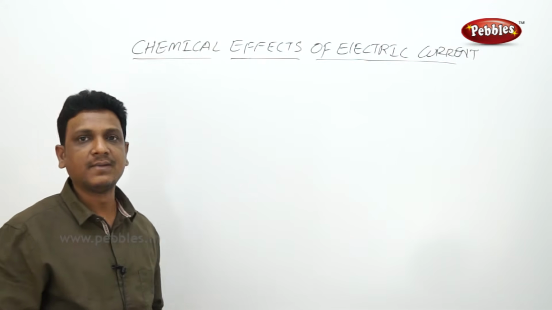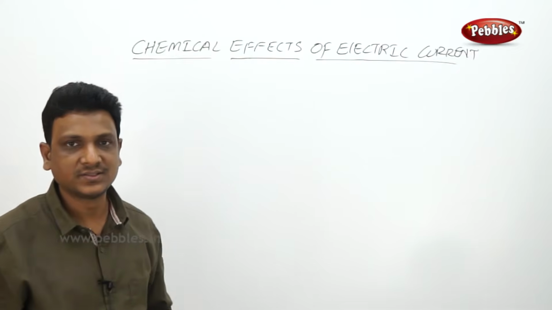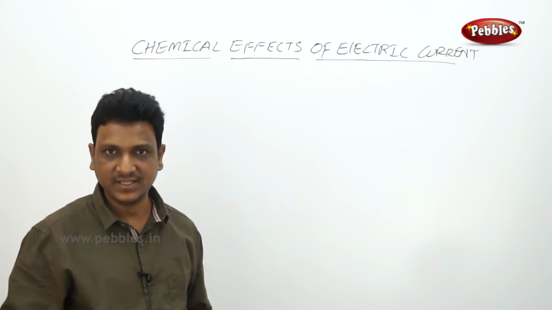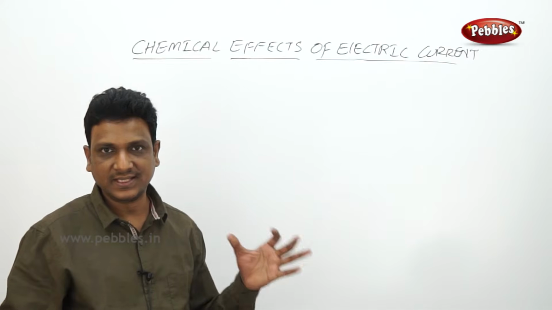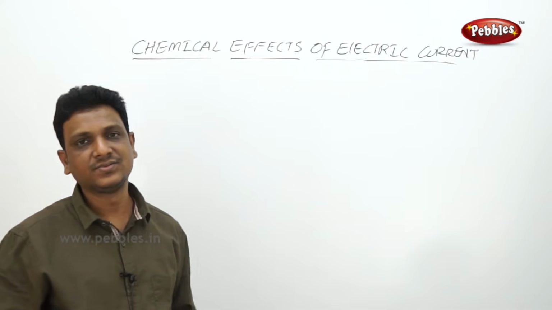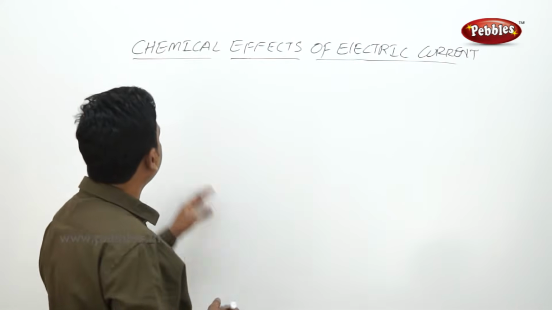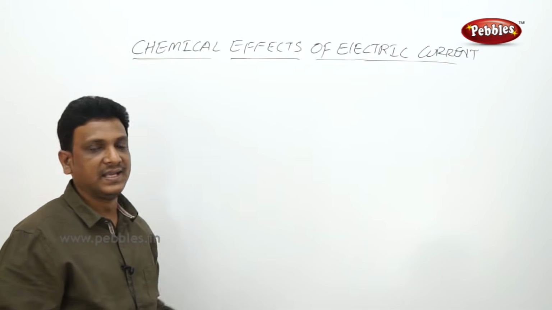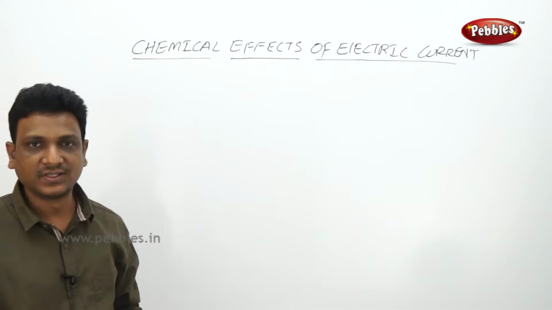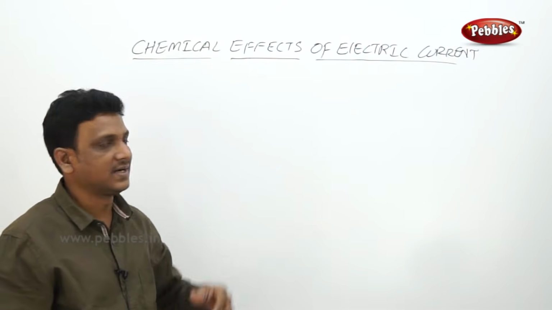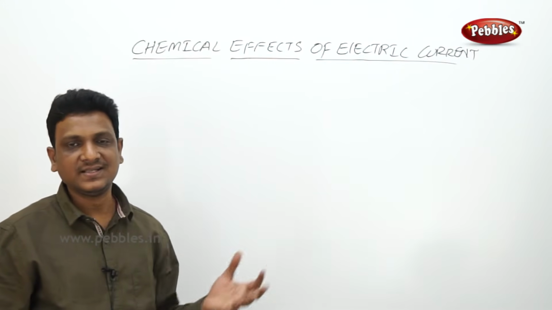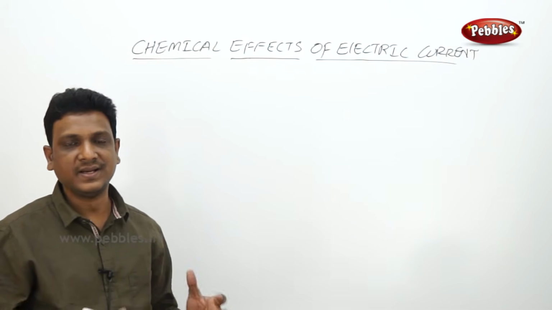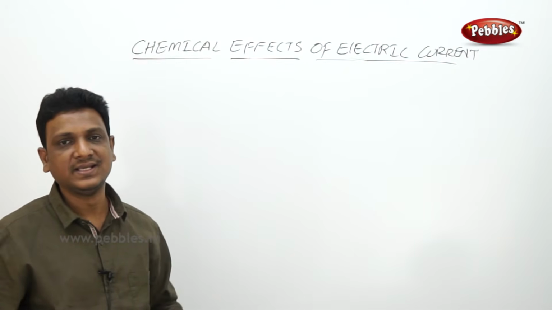So we have studied about conductors, good conductors, poor conductors and insulators. That is the property of the material through which the electricity can pass or not. Here we are studying the chemical effects of electric current. What chemical effects can we produce from this electric current? Before we see that, let us understand the properties of the materials and their relation with electricity.